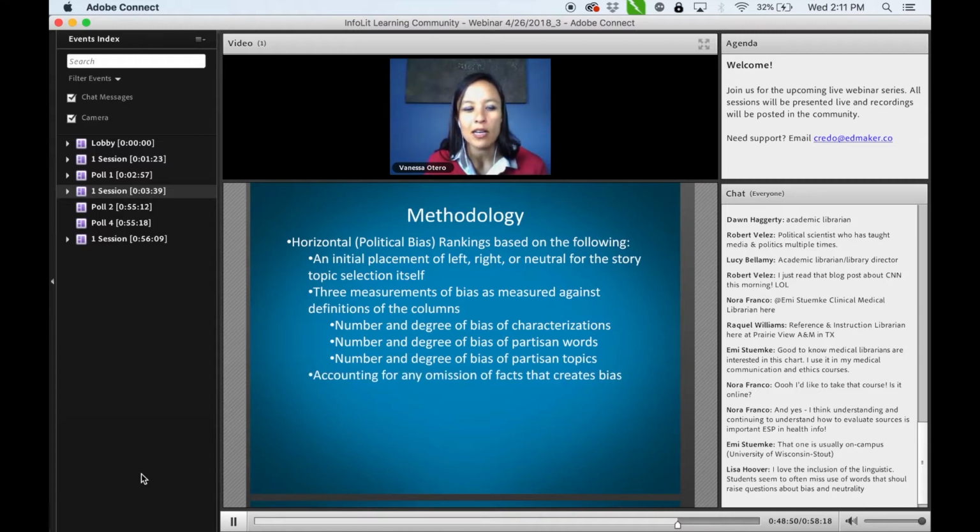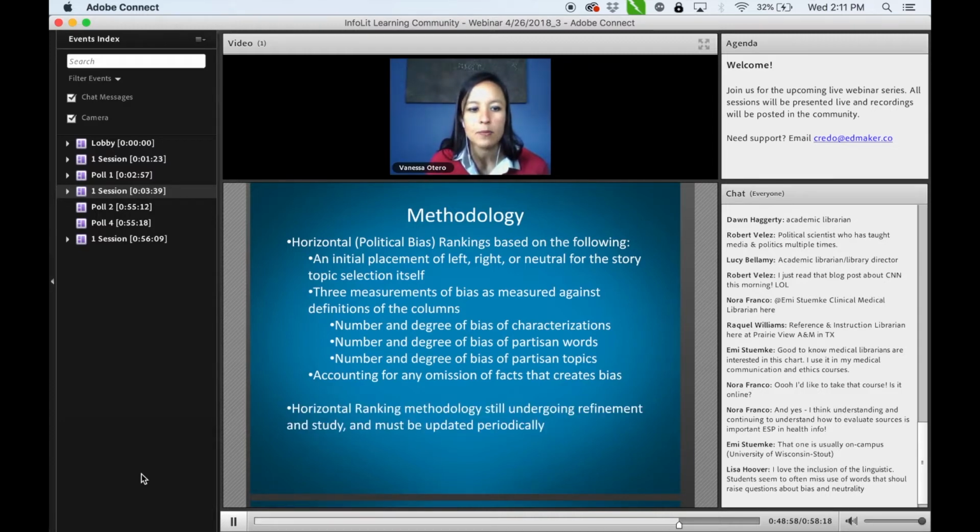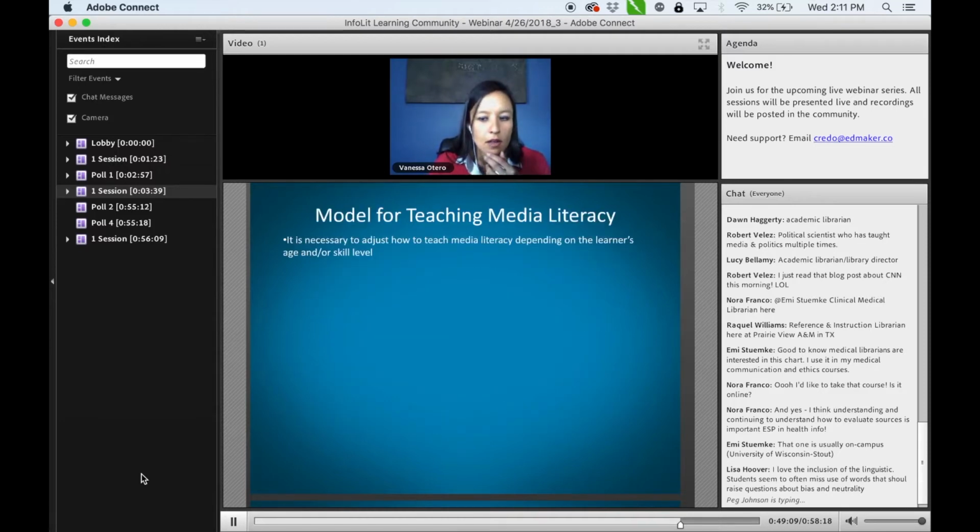A tricky part, and one reason machines are still unable to do this kind of in-depth content analysis, is accounting for any omission of facts that create bias. You have to do that by reading sources laterally. I gotta speed up here because we're running out of time, but this part is really quick.